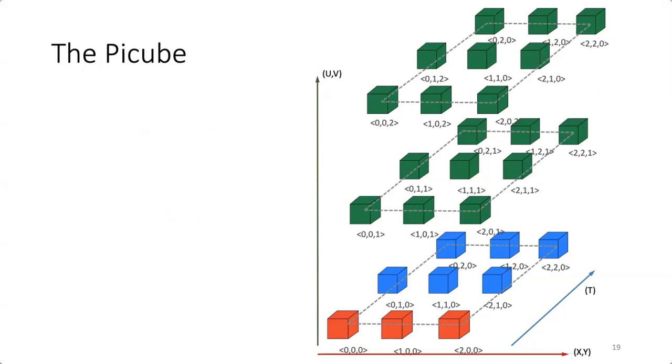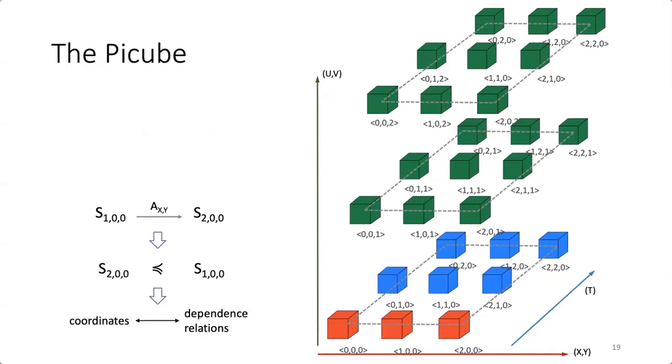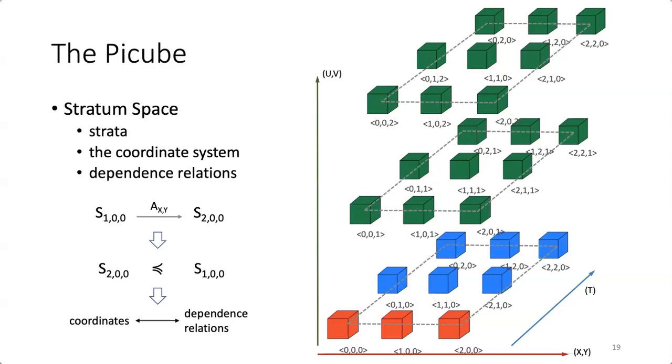From the aggregation process, we can tell that the aggregation over S1,0,0 along axis XY aggregates to S2,0,0. We then say S2,0,0 is dependent on S1,0,0. So we can tell that the coordinates reflect their dependence relations. At the same time, the dependence relations will determine the coordinates of each stratum. So with strata, the coordinate system, and the dependence relation, we got a stratum space. With all those together, we got a Picube.